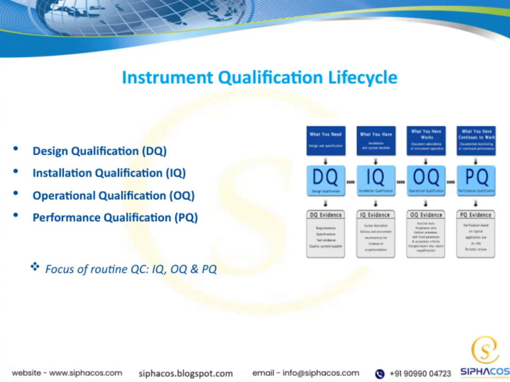Today, I want to focus on the core aspects of routine quality control, specifically IQ, OQ, and PQ. These are essential steps in ensuring that our instruments are functioning correctly and consistently over time. Let's start with the instrument qualification lifecycle, which provides a structured approach to validating and maintaining our equipment. The first stage is design qualification, or DQ, where we ensure that the instrument's design meets our intended use and specifications before it even arrives.